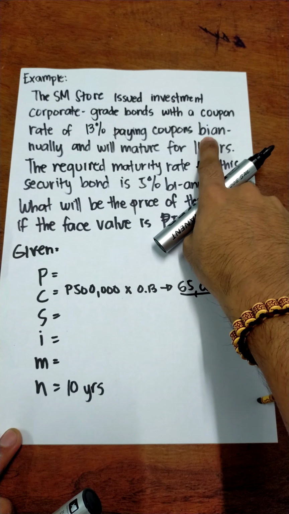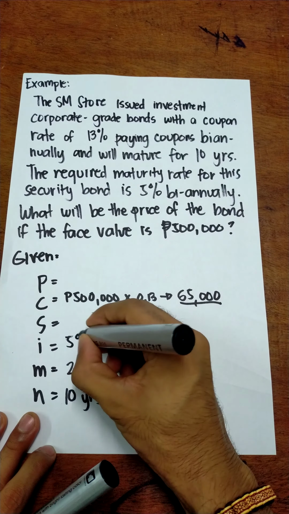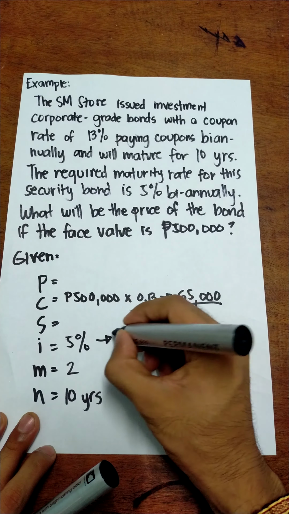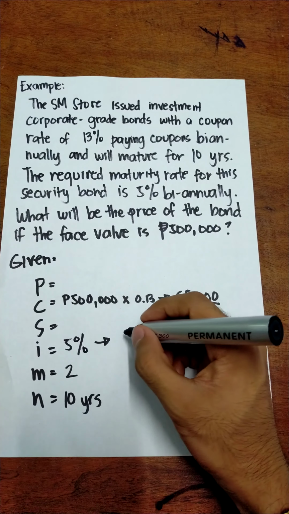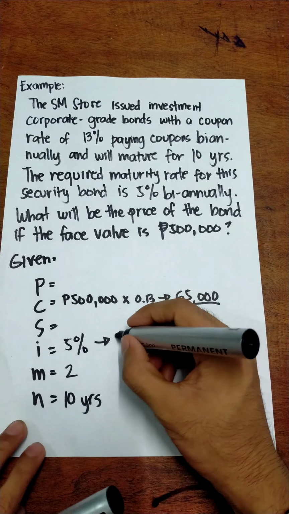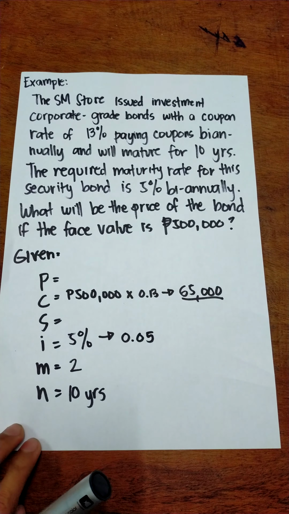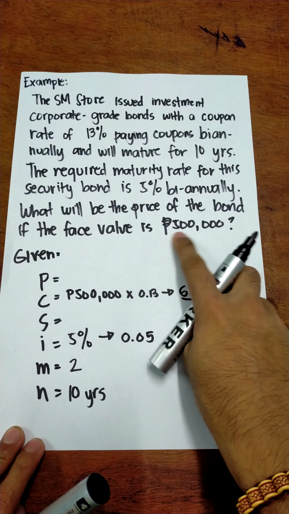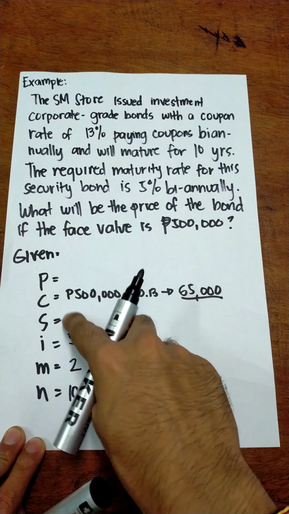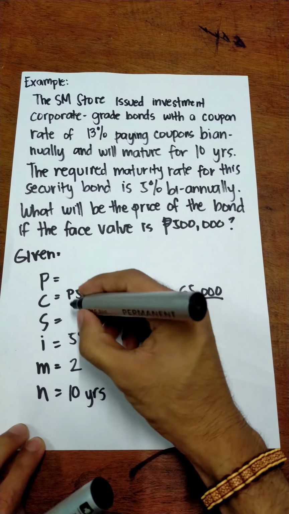Balik po tayo dito sa 5%. So, itong 5% na to, that will be our maturity rate. Kasi yan yung bigay, the required maturity rate for this security bond is 5%. So, 5%, wherein we are going to transform this into decimal, which is equivalent to 0.05. And of course, the last part is the 500,000, which is our face value, and that is S.